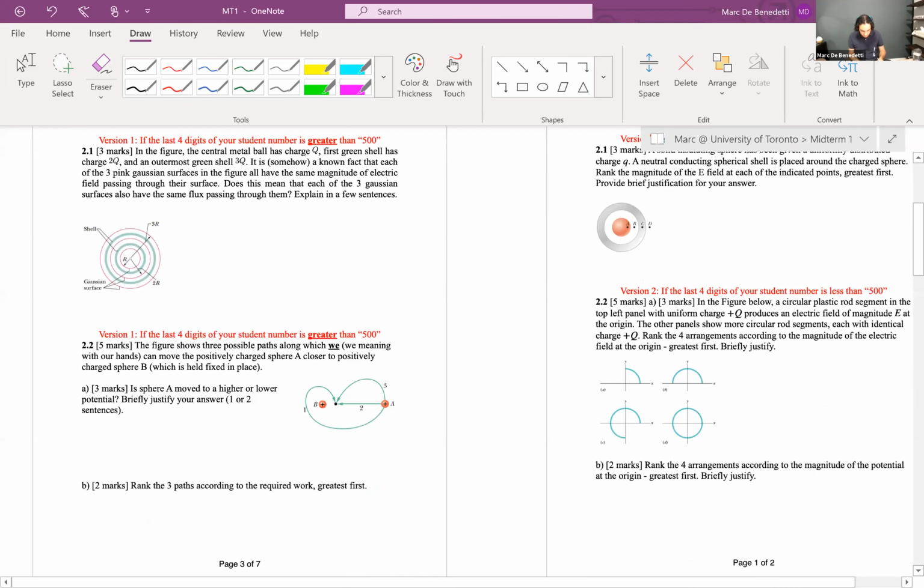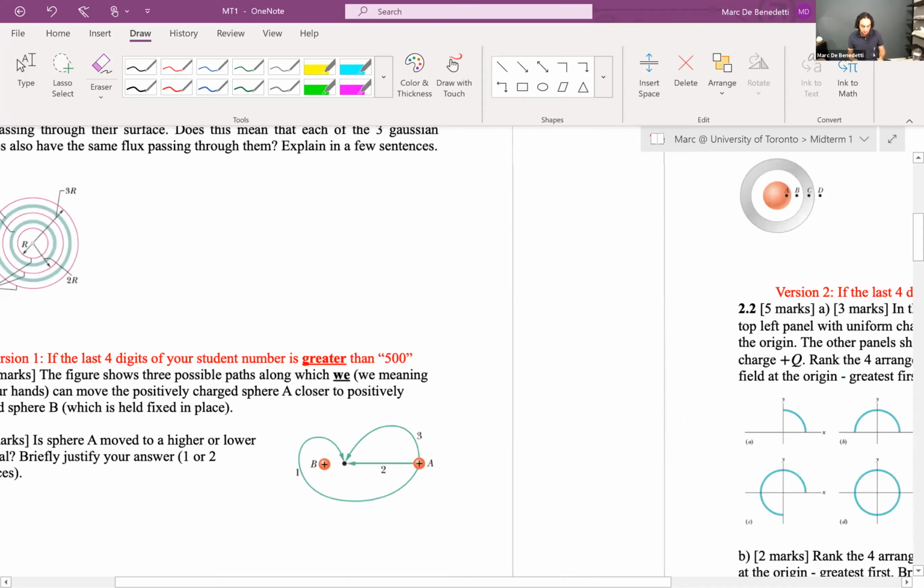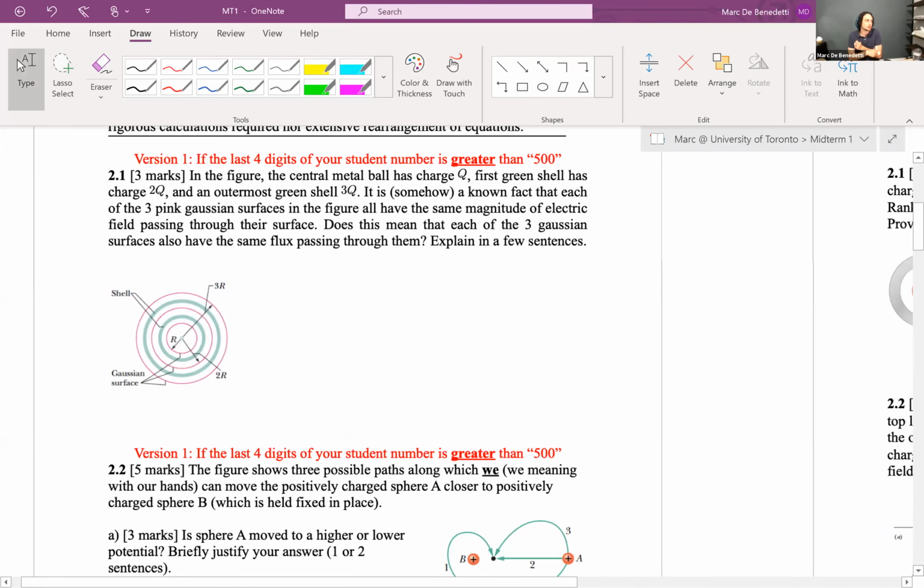Okay, so the tests are almost done being marked. I think we just probably need today and maybe half of tomorrow to finish marking them, and then I will post the results and all that other good stuff.